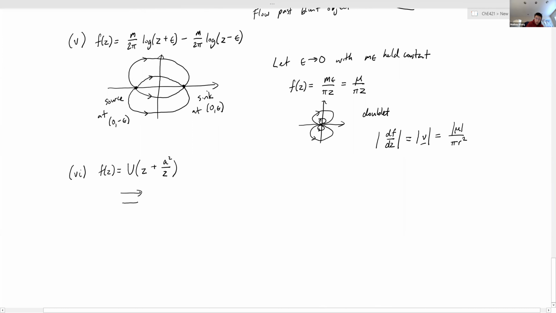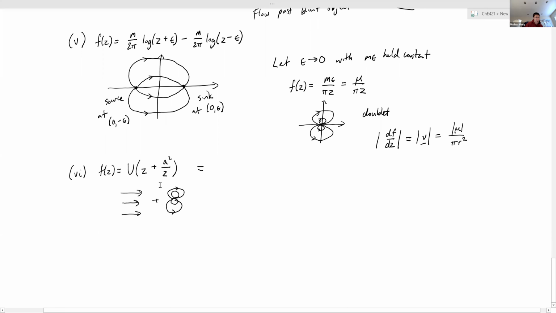Okay, so U z looks like that, right? And then this a squared over z is kind of like mu over pi z right here, right? And so that would be something that looks like this. Okay, so can you guys imagine what this corresponds to if we were to add those two things together? If you don't see it immediately, that's totally fine. Let me just go through the math and I'll show you. But if you do see it, then just unmute yourself and blurt it out, okay?